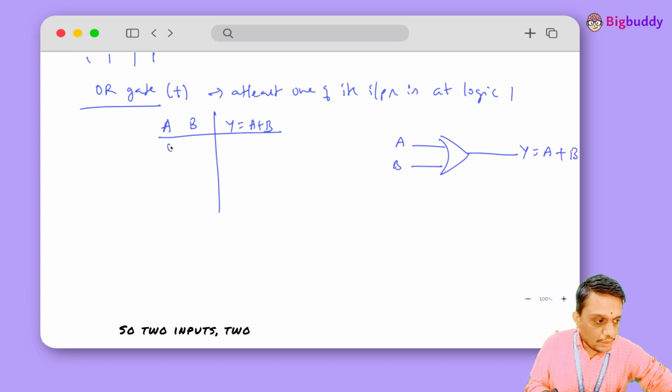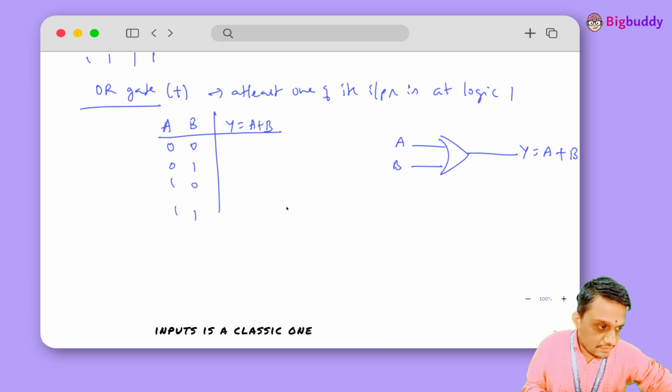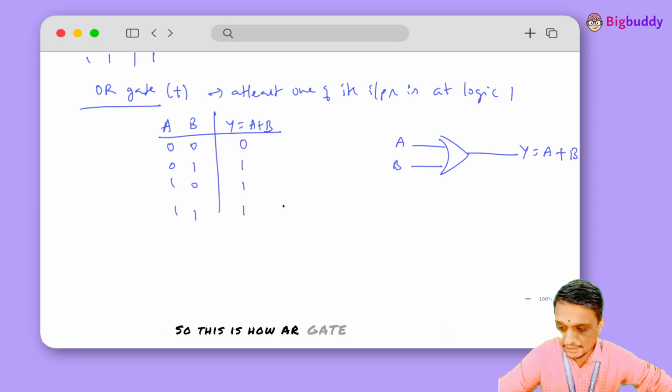So 2 inputs means 2 power 2 input combinations. The output is 1 if any of its inputs is at logic 1. Only this one will be 0. The rest of the things will be 1. So this is how the OR gate works.